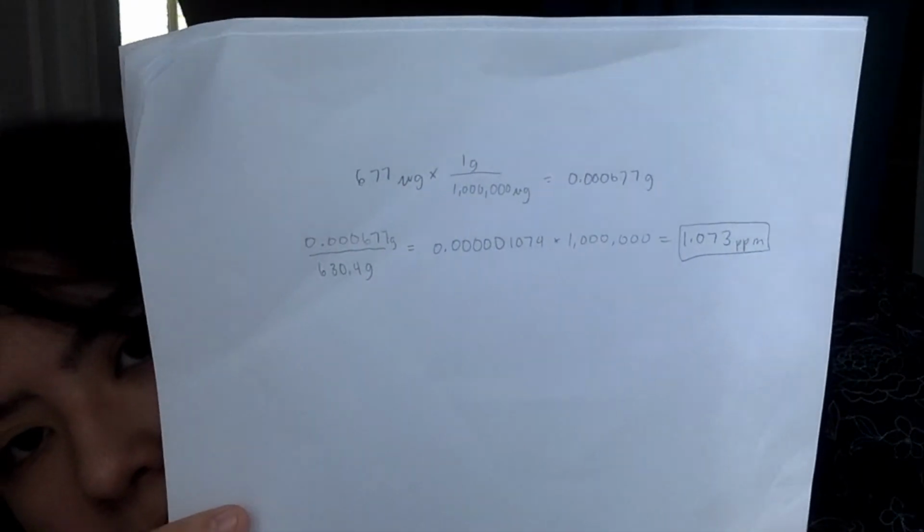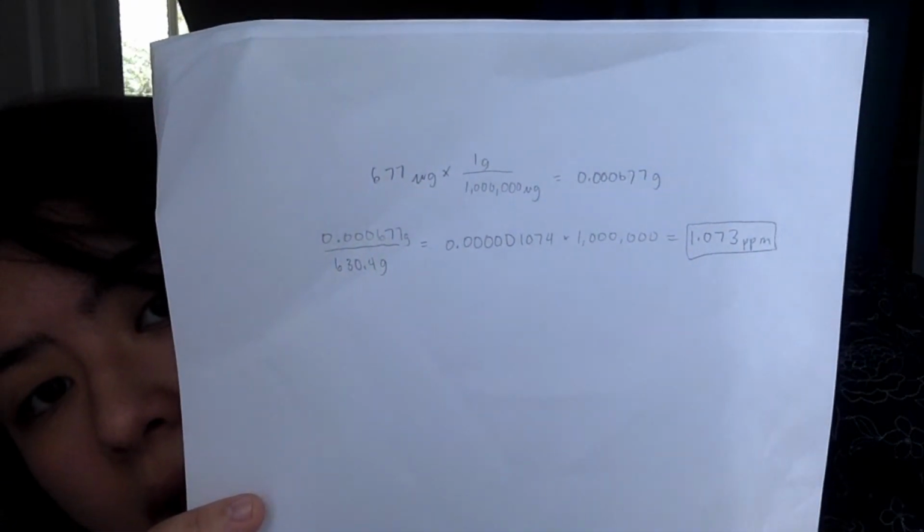So out of this sample, this is already included in this. When you divide, you get 0.00000174, and then you multiply that by a million to put it in parts per million. And after you do that, you get 1.073 parts per million.